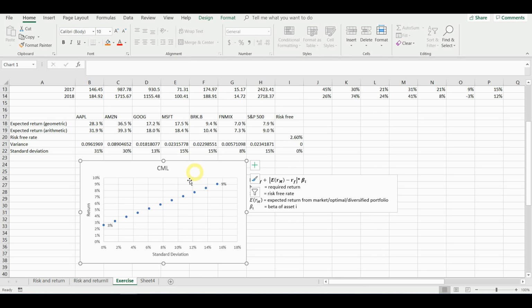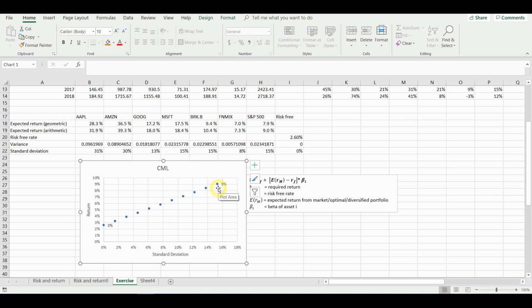This is the capital market line. It shows risk and returns from combinations of risk-free assets and a diversified portfolio, in our case the S&P 500. The point of the capital market line with the highest Sharpe ratio is where you hold only the diversified portfolio here. This is the highest return from taking one extra unit of risk.